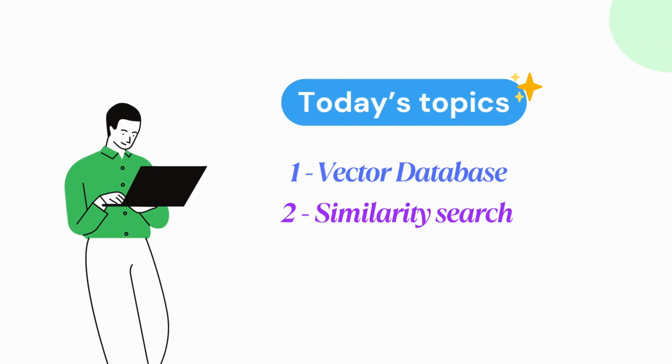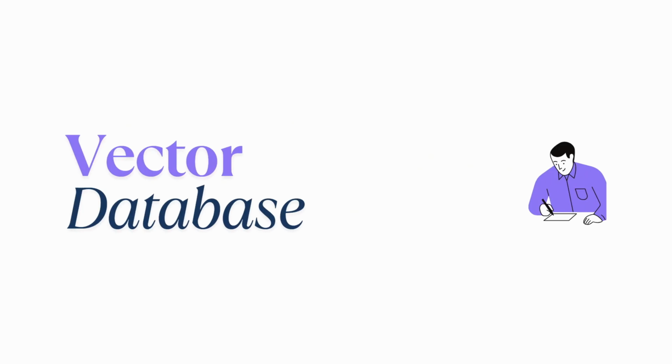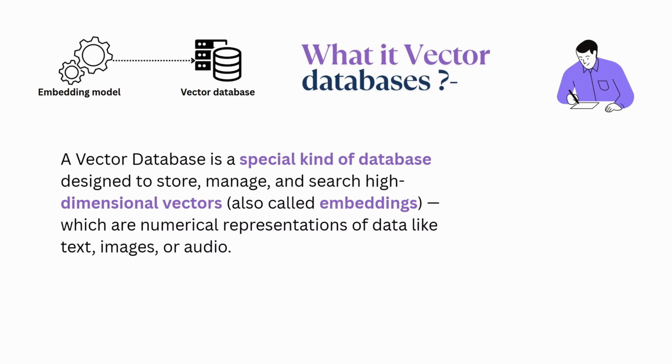We will not only understand the key concepts, but also walk through real examples and code. So, without wasting any more time, let's dive straight into vector databases, a core building block of modern RAG systems. So, what exactly is a vector database? A vector database is a specialized database designed to store, manage, and search high dimensional vectors, also known as embeddings. These vectors are numerical representations of complex data like text, images, or audio, capturing their semantic meaning in a form machines can understand and compare.